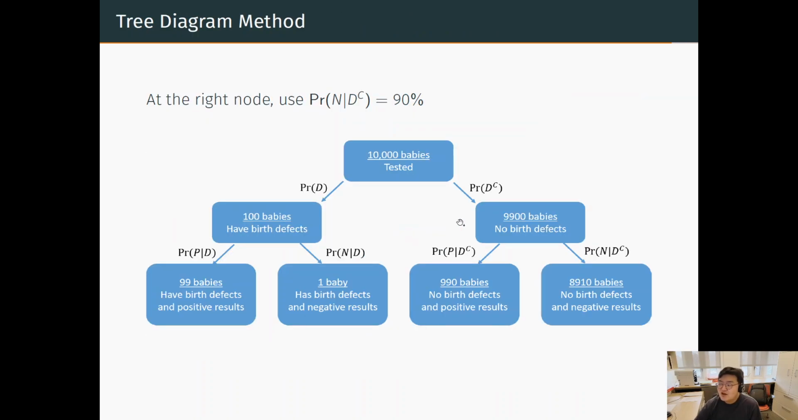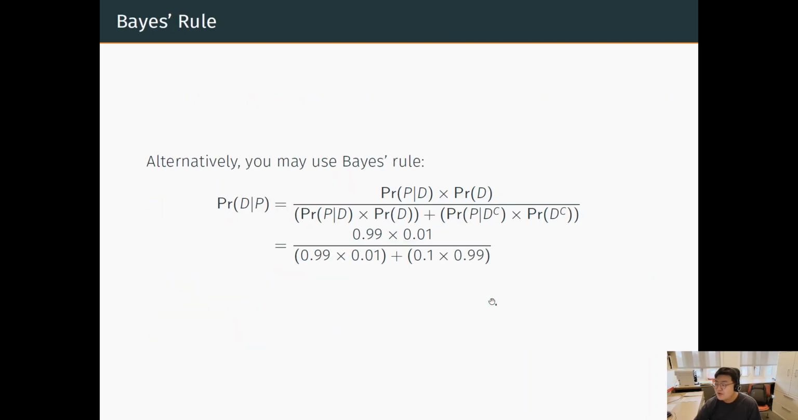Of course, without the tree diagram method, you may apply Bayes rule directly. So Bayes rule goes like this. So plug in detection rate and specificity rate and probability of defect. So then you recalculate that, you will get the same result.